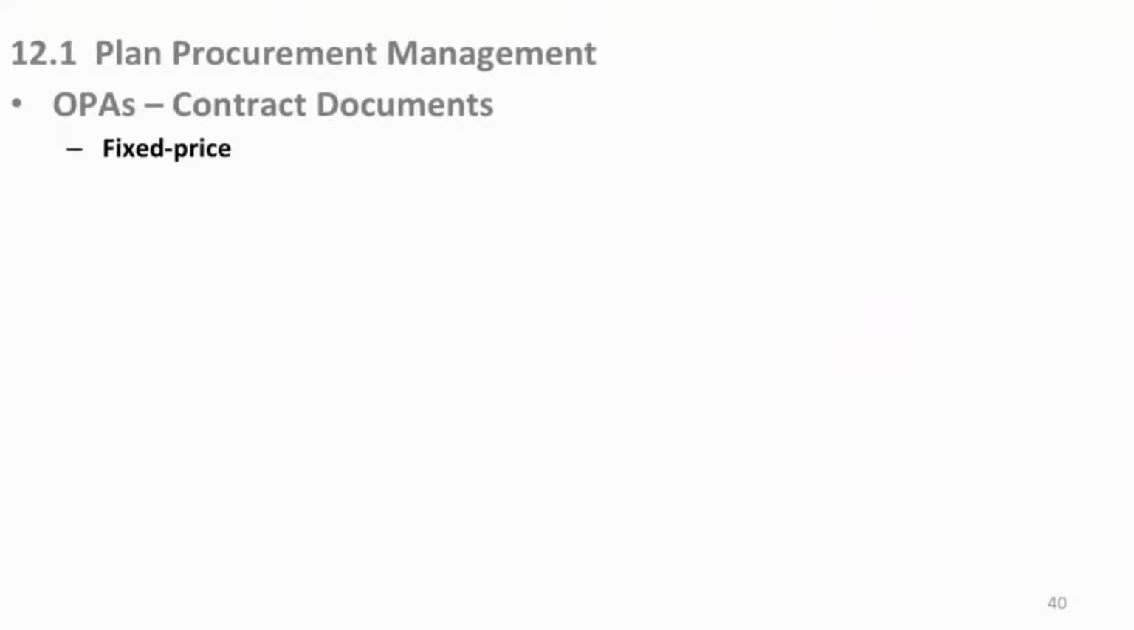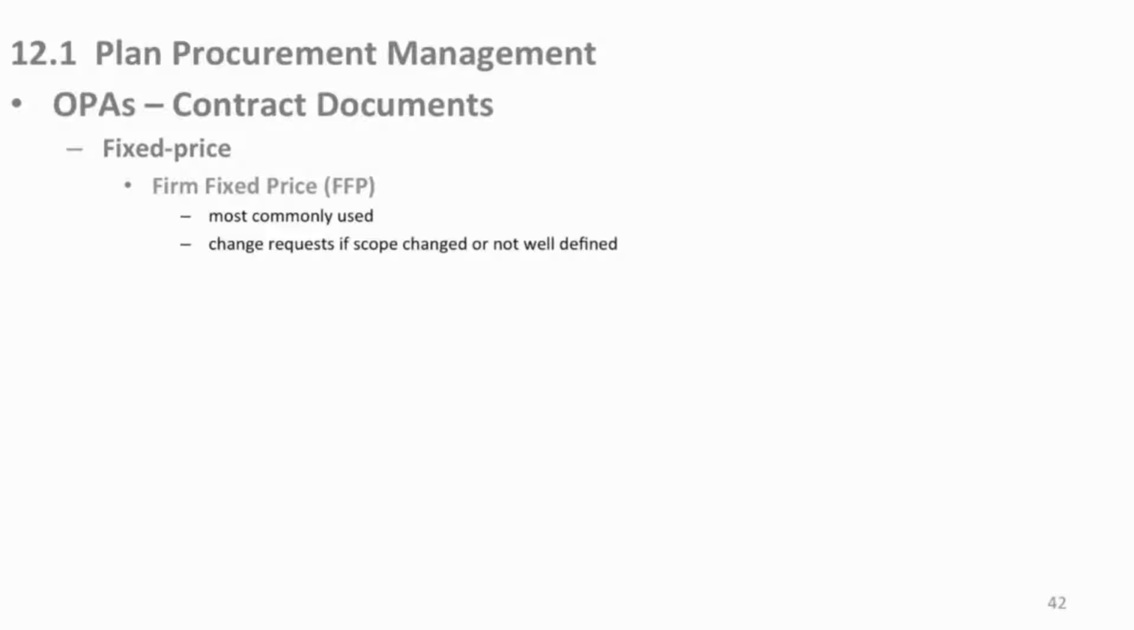There's fixed price contracts. $300 for this item, that's what it is. Now there are flavors of this though. There's the firm fixed price purchase order or contract. This is the one that's most commonly used. You have a list of items, they all have unit prices, you multiply by the quantity, total it up, and that's what you're going to get. No change, no messing around, the most common.